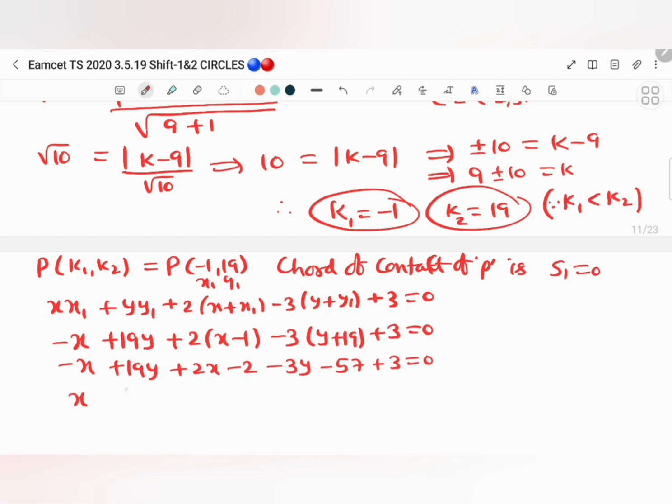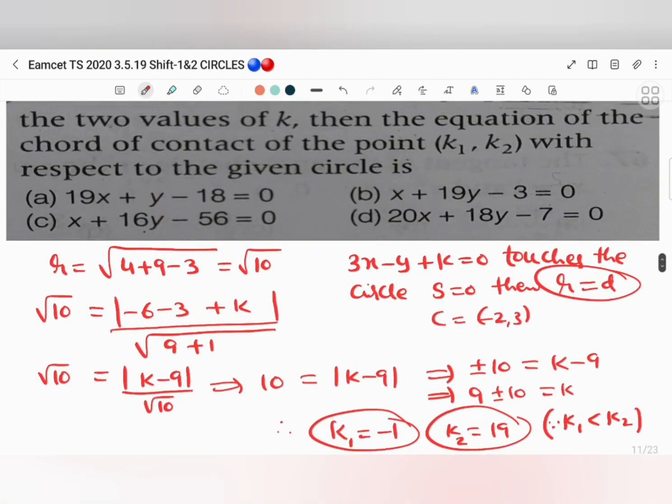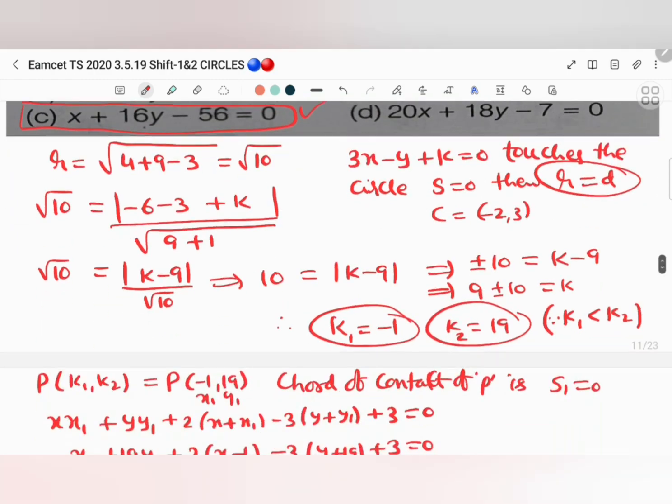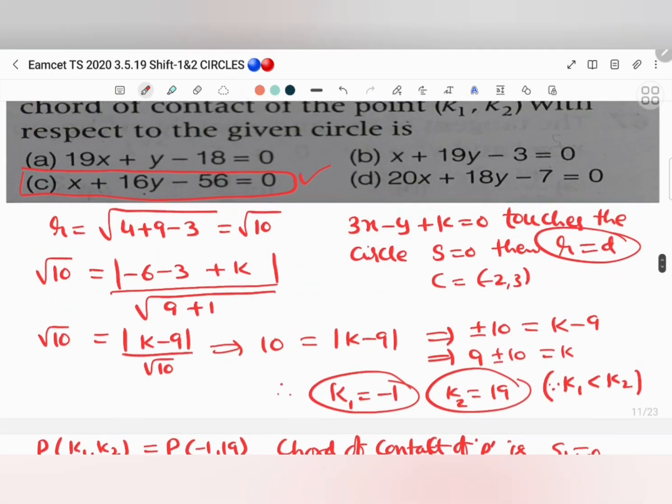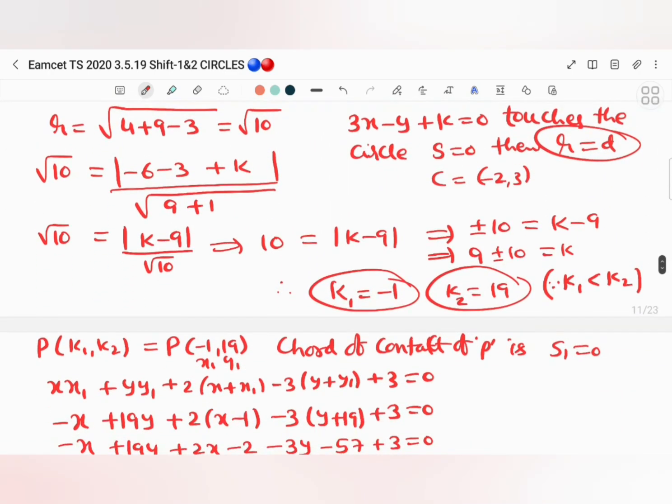So x, 19 minus 3y means plus 16y. Next, minus 2, minus 57, minus 59, minus 59 plus 3, minus 56. So x plus 16y minus 56 equal to 0. So the third option is the right option, dear students: x plus 16y minus 56. We'll move on to the next question.